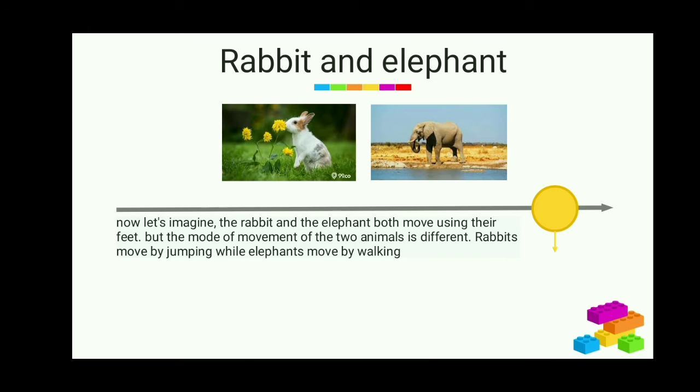Rabbit and elephant. Now let's imagine the rabbit and the elephant both move using their feet, but the mode of movement of the animals is different. Rabbits move by jumping, while elephants move by walking.